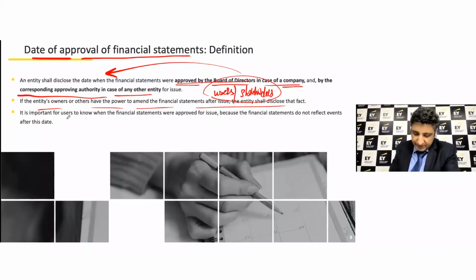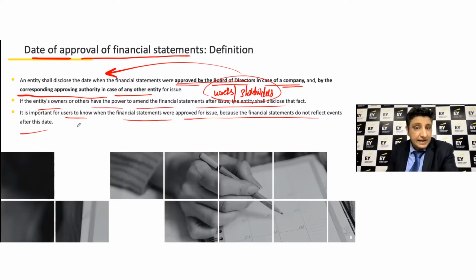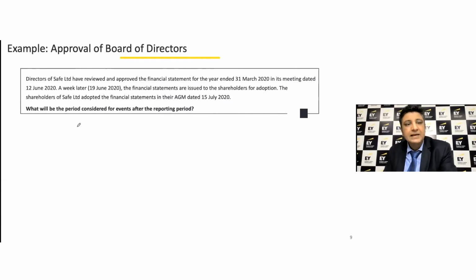We have discussed it already. For the users, it's important to know as to when those financial statements were approved for issue, because otherwise anything that is happening after this date would not be covered in the set of the financial statements anyway. Okay, let's have a look at this scenario.